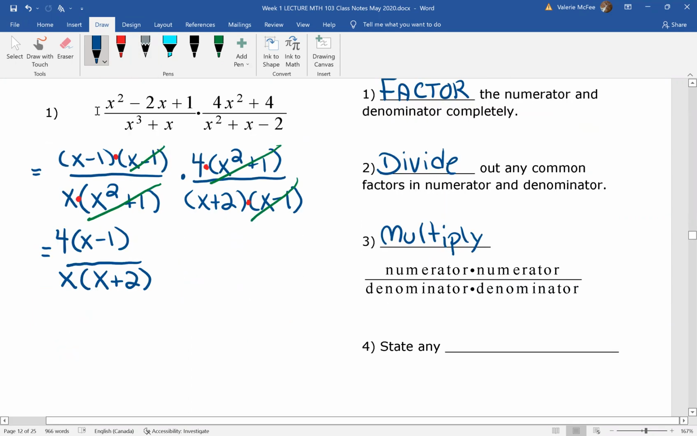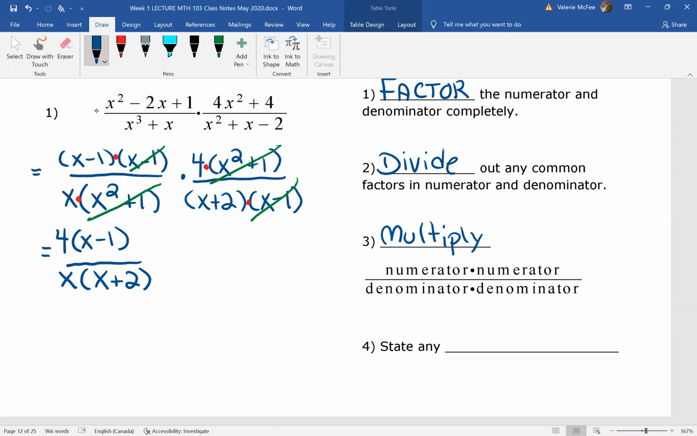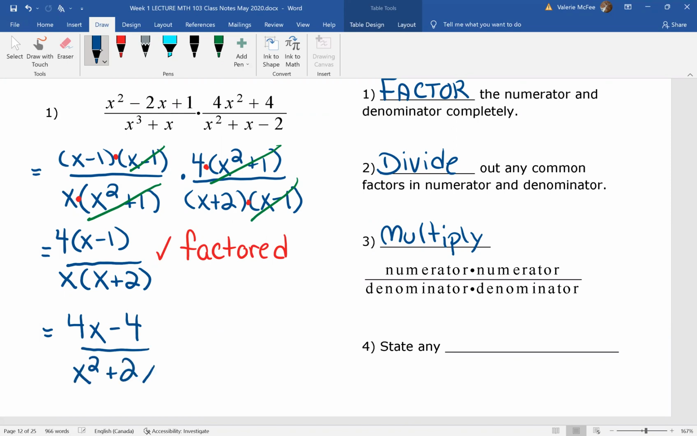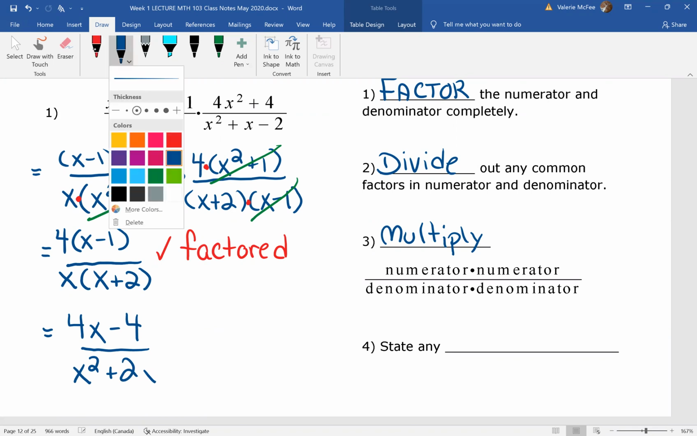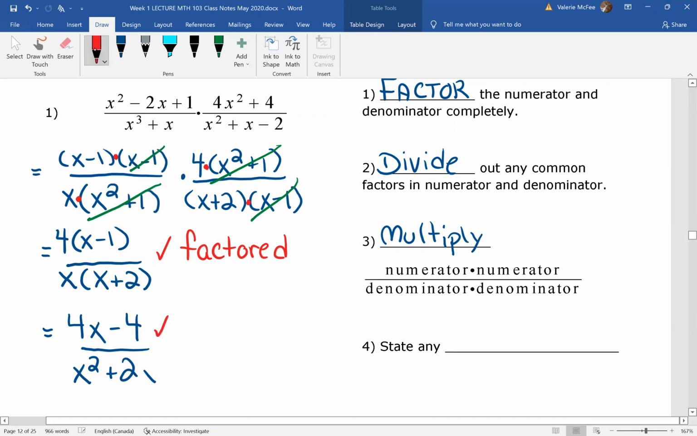Now, in Pearson, it may allow you to stop here. This is factored form, so read carefully. If you're asked to leave your answer in factored form, this is where you stop. If it does not say factored form, you should probably open the brackets, use the distributive property, and multiply everything out. Both of these are fine.